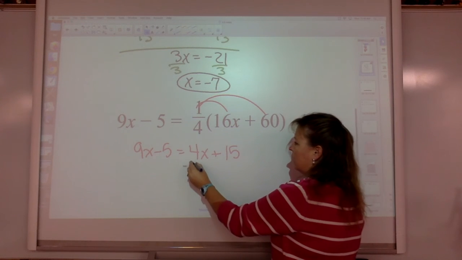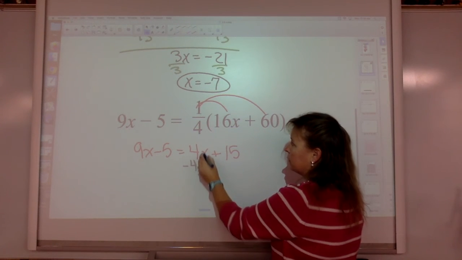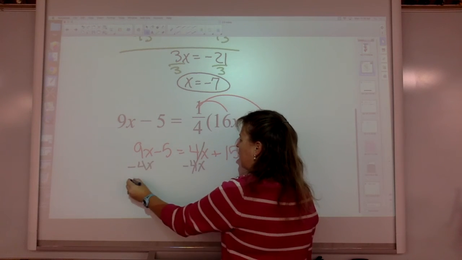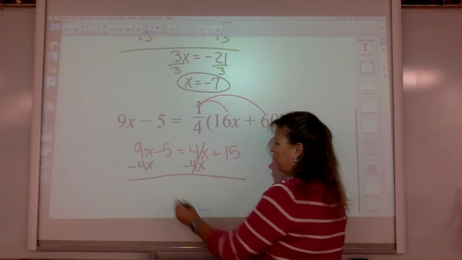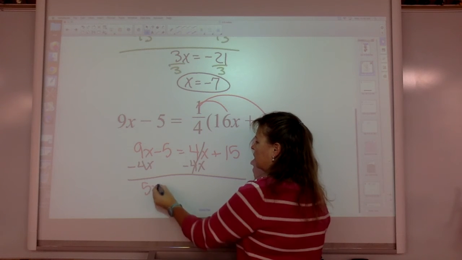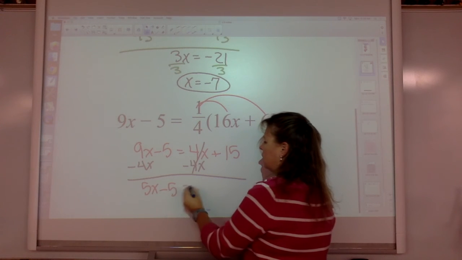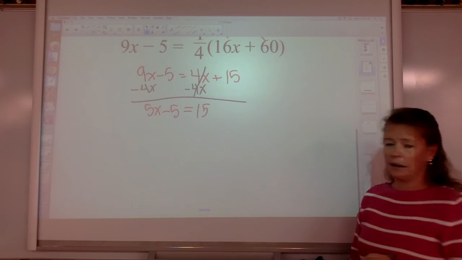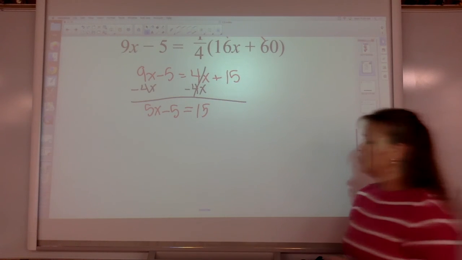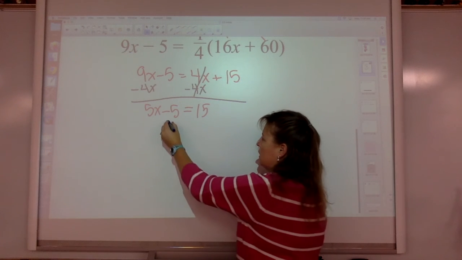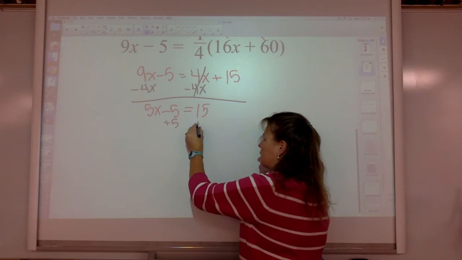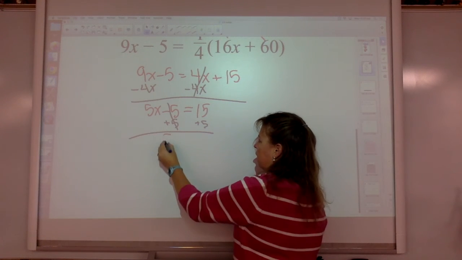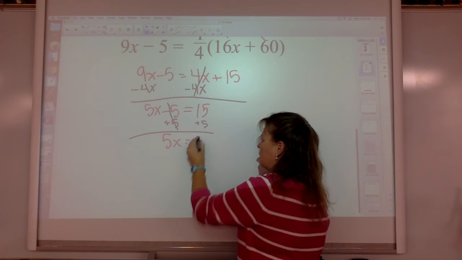I'm going to subtract 4x from both sides. Minus 4x over here by the 9x. And you get 5x minus 5 equals 15. That's a lot of 5's in there. Two-step solving, always do the addition and subtraction first. Whatever you do to one side, you do to the other. 5x equals 20.